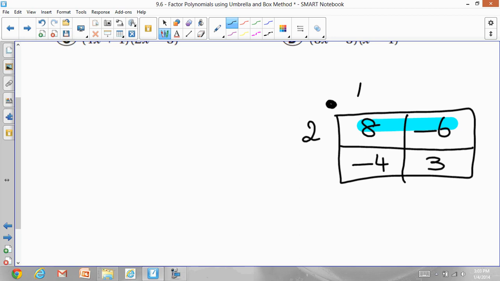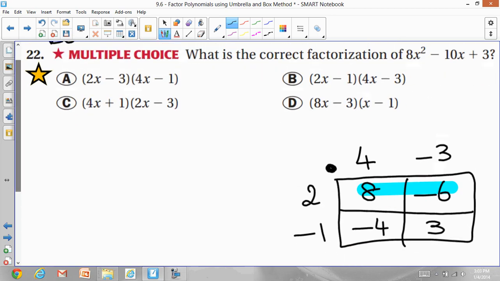So 2 multiplied by 4 will give you an 8. 2 multiplied by negative 3 will give you a negative 6. You got to watch out for the signs as well. 4 multiplied by negative 1 is going to give you a negative 4. Negative 3 multiplied by negative 1 is going to give you a positive 3, which works all throughout. So now the last step is to fill up the variables. The variable that they are using is x. So the first one going down gets the x.